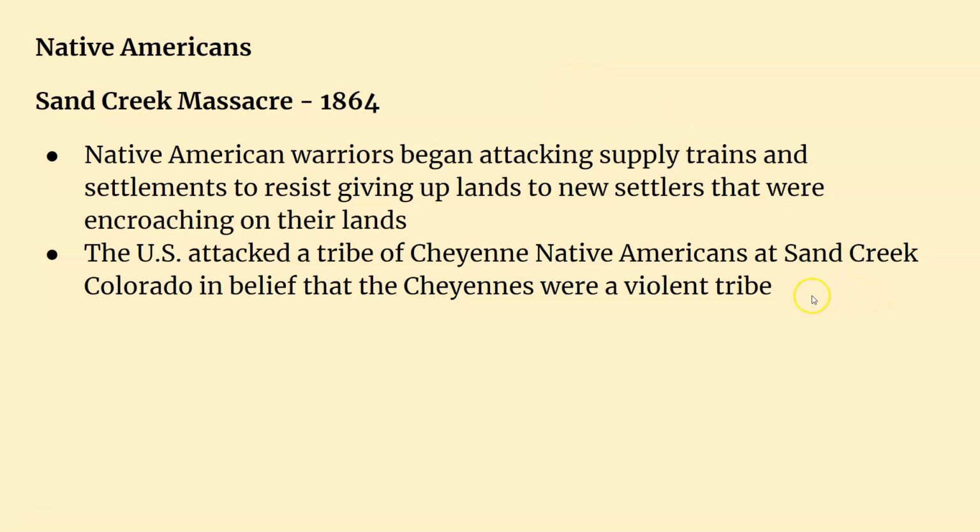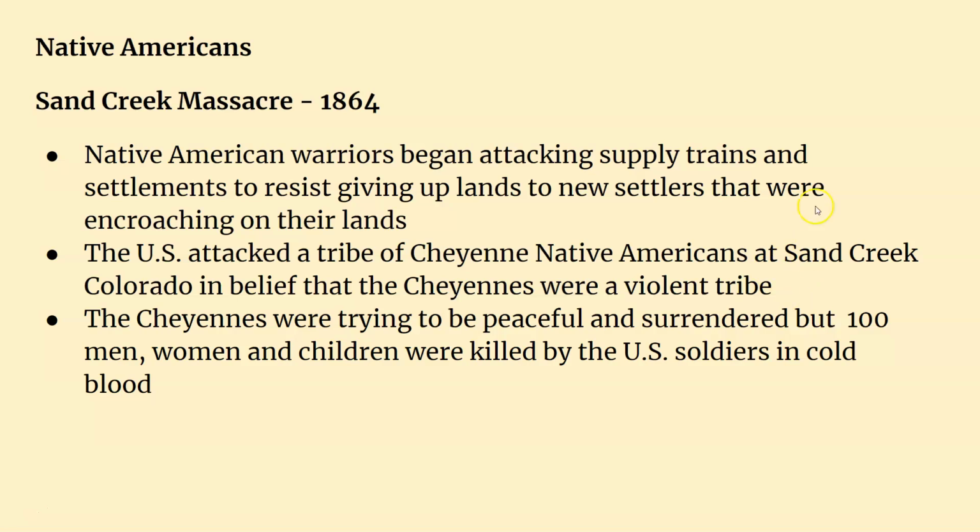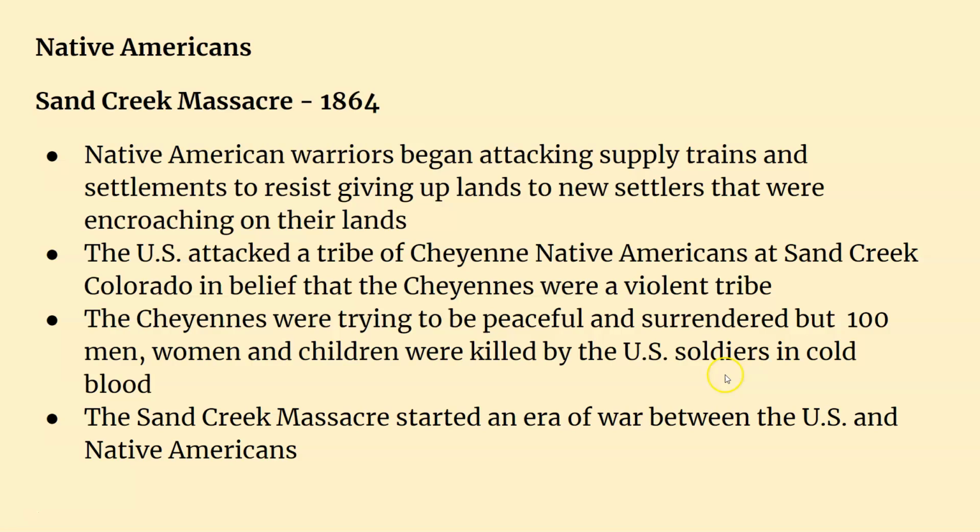What happened was these Cheyennes were trying to be peaceful and surrendered, but these U.S. cavalry soldiers opened fire anyways and killed over 100 of these men, women, and children of the Cheyenne tribe. They really just killed them in cold blood, meaning they weren't putting up a fight or anything like that, and all of a sudden they just started opening fire and killing them.